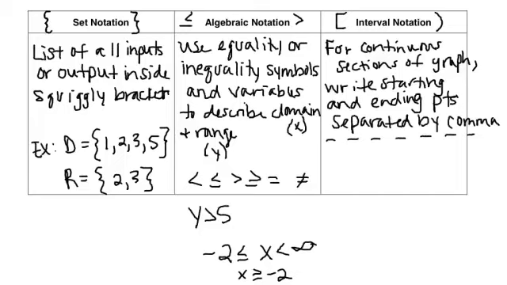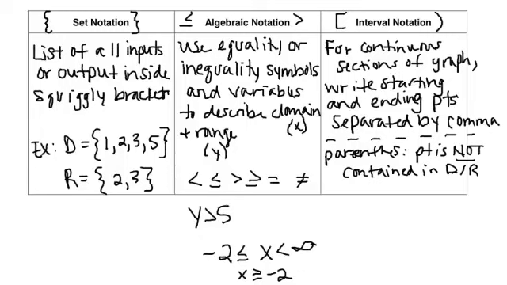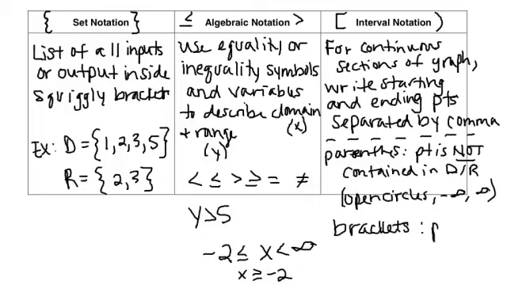So we need to distinguish whether you're going to use brackets or parentheses. So we use parentheses if the point is not included or not contained in the domain or range. D/R just means domain or range. So this would be our open circles, or if we have negative infinity or positive infinity. We will use brackets if the point is contained in the domain or range. So it is included. So again, that would be like our closed circles.